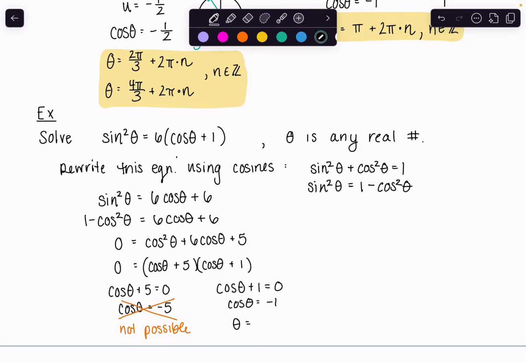The only angle that happens for is pi, but again, I want all possible solutions. So we add that multiple of 2 pi, and that n is just representing an integer. So those are my only solutions, but again, there is an infinite number of them, okay?